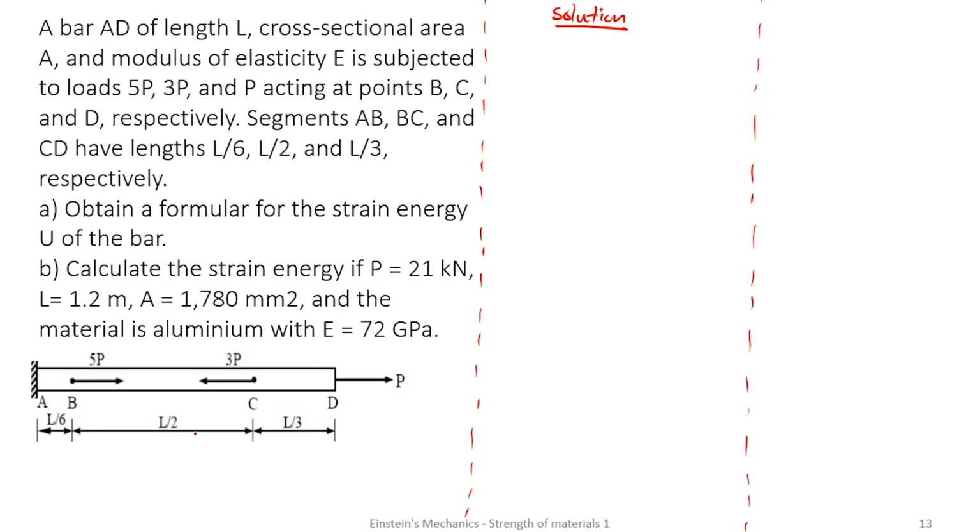So first, looking at this bar, we have to obtain the strain energy, the total strain energy. That's the A part. And as we know, the total strain energy is the summation of the individual strain energies in the segments. So this, we have about 3 segments. So we have 1, 2, and 3. So the total strain energy will be U1 plus U2 plus U3. But before that, let's find the reaction. Let's draw a free body diagram and determine the reaction at A. So we are going to get this diagram.